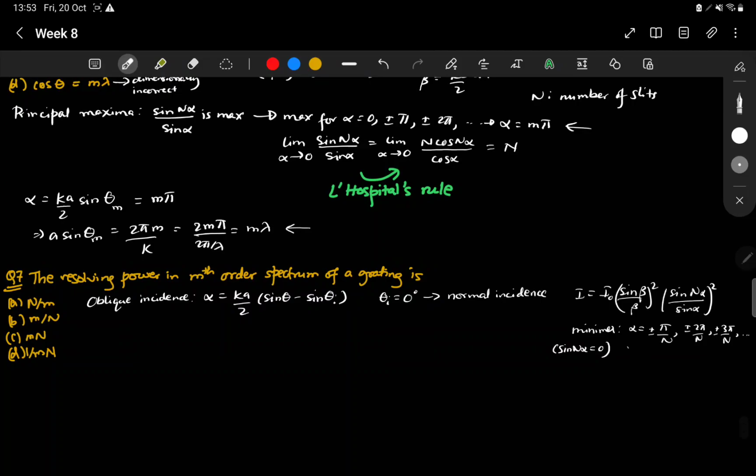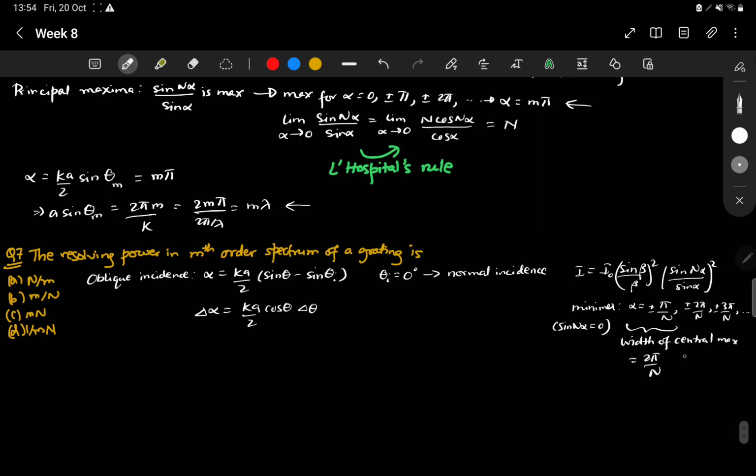Now from this we find that the width of the central maximum is 2 pi over n. We will use this later on. Coming back to oblique incidence, from here if we differentiate, we get delta alpha equals Ka by 2 cos theta delta theta, and this width of the central maximum is my delta alpha.